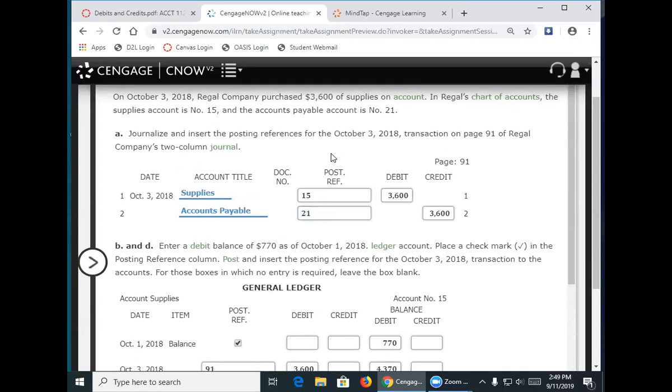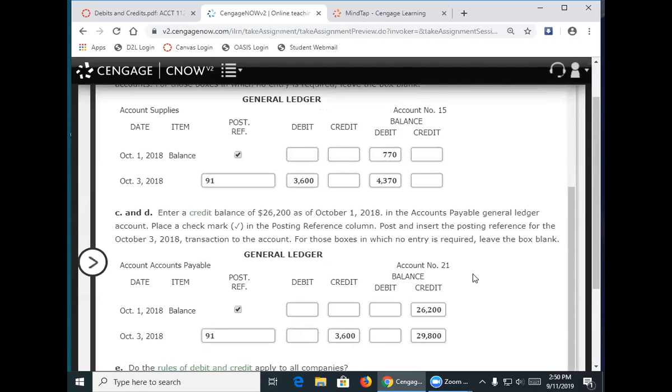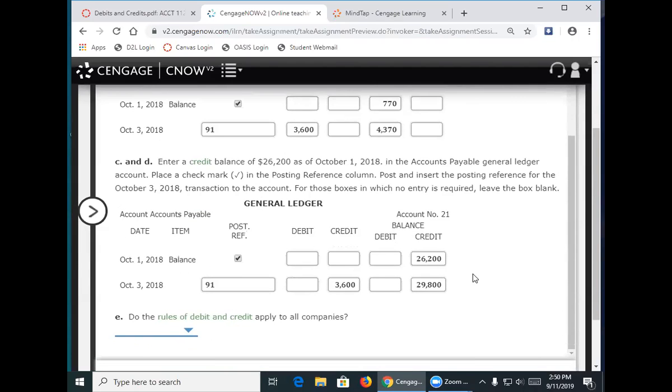Okay. So there's our journal entry, and then we've posted it to both of those ledger accounts, supplies and accounts payable. So that's just one example. Can you go down to C and D on that? There we go. And then the last one, E, it just says, do the rules of debit and credit apply to all companies? Yes, they sure do.